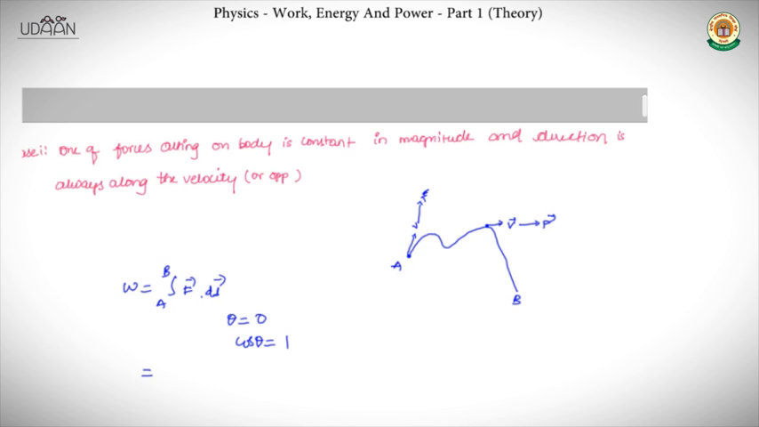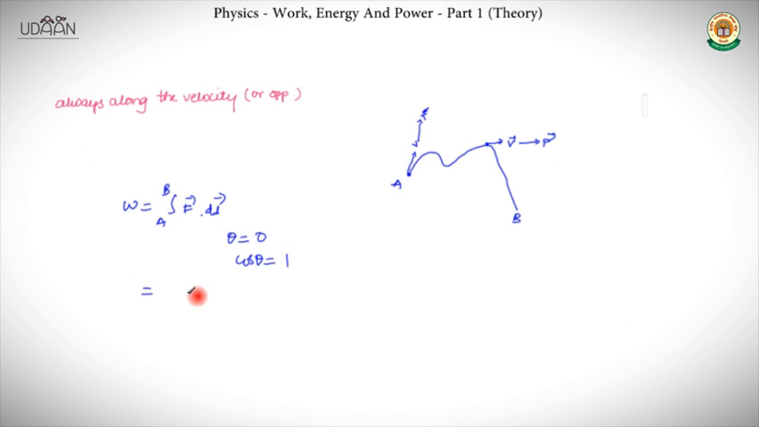So work done by the system in this case will be equal to F into S. S is not the displacement, it's the distance traveled by the particle from A to B.